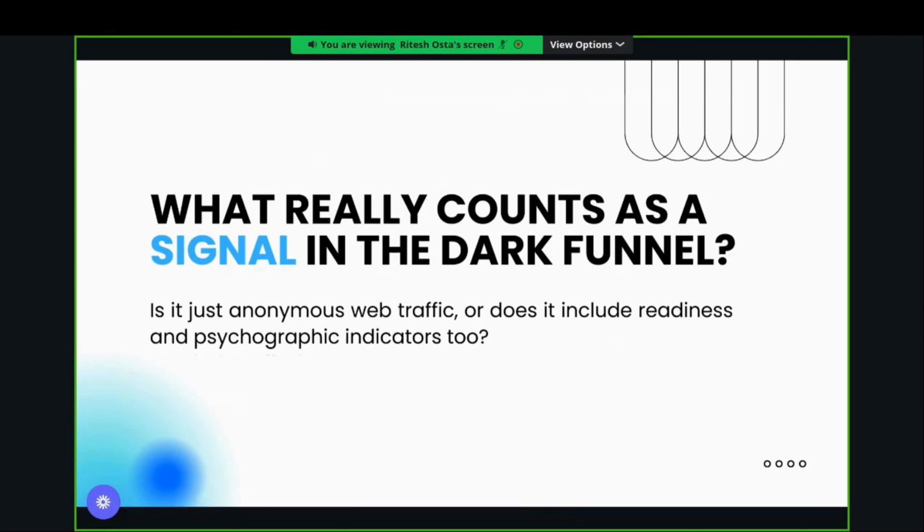If somebody comes and just reads your blog and leaves, that's not a very good signal. But if somebody comes and checks out your pricing page, that's a very good signal, right? So not all signals are equal, and you have to really see what really counts as an intent. Right? And I'm going to talk a little bit more about the dark funnel, the signal, and the intent in this webinar going forward. Okay, I hope that answers the question. Let's move on to the next one.